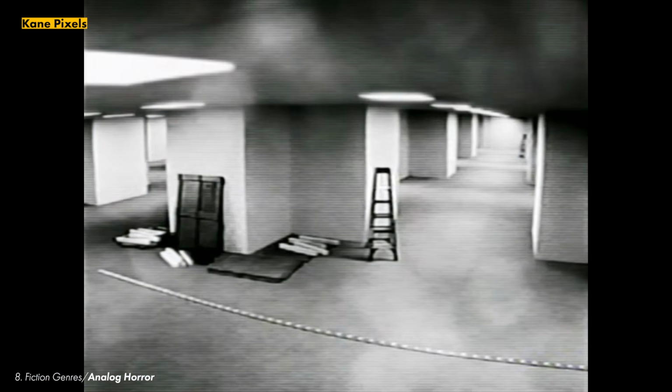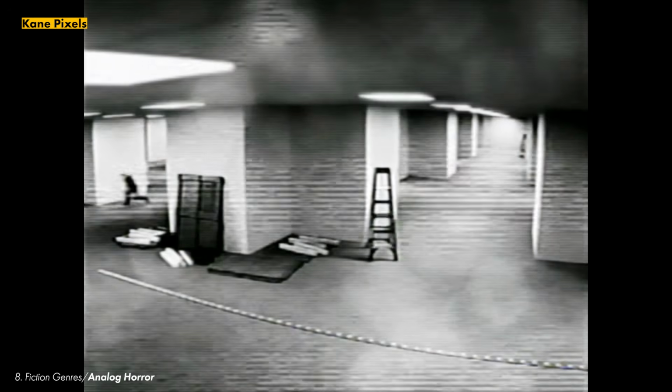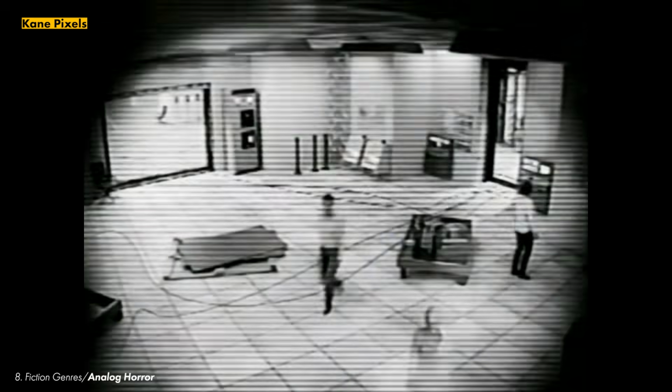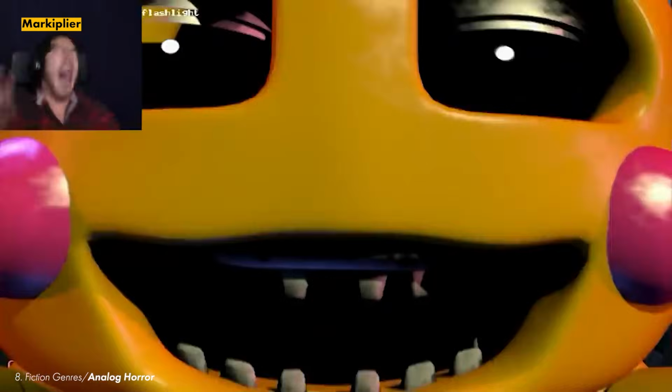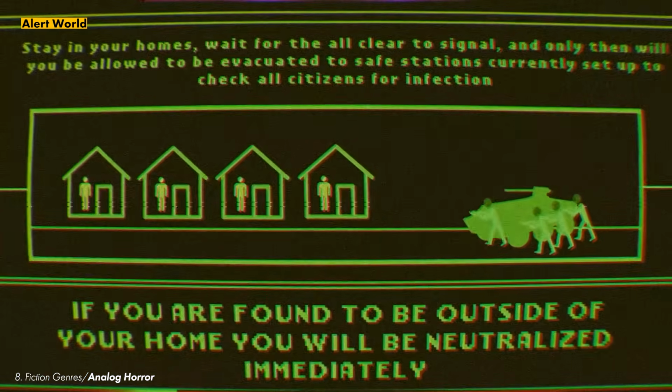Analog horror uses TV broadcasts, emergency alert systems, or VHS tapes to create horror. It replicates film technology from the late 1900s, back when graphics were low quality and glitchy. Examples of this include Five Nights at Freddy's, or those Backrooms found footage videos, or those fake EAS scenarios.